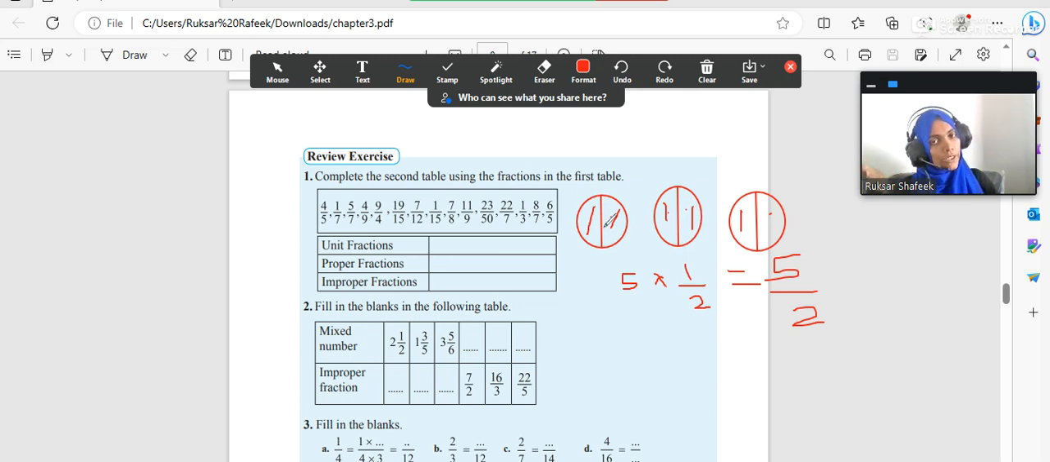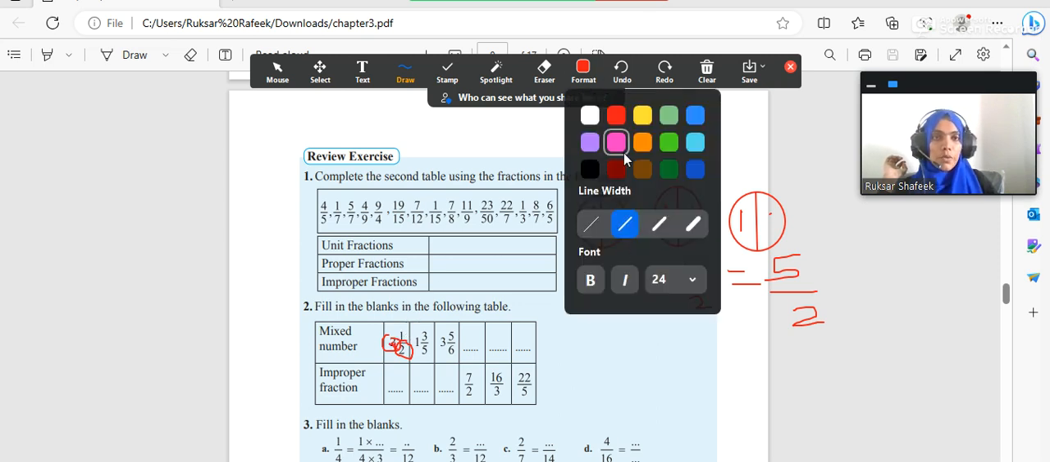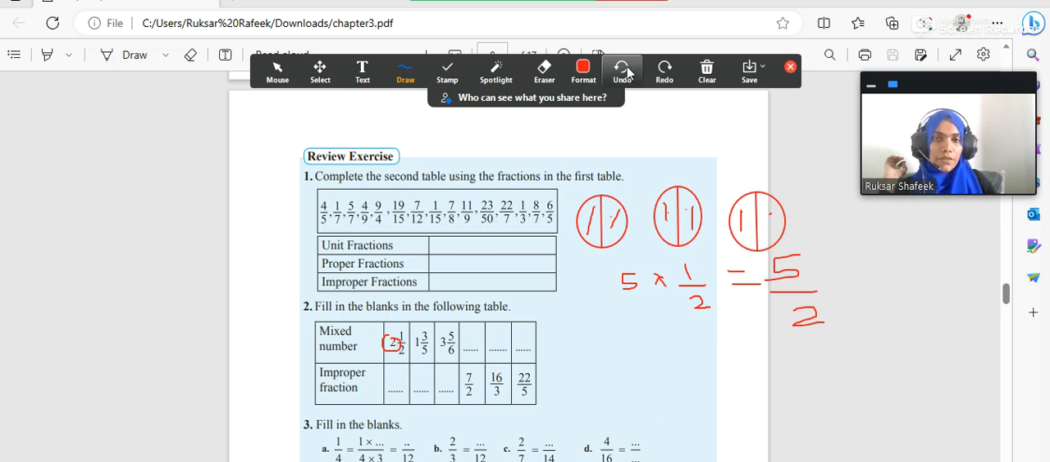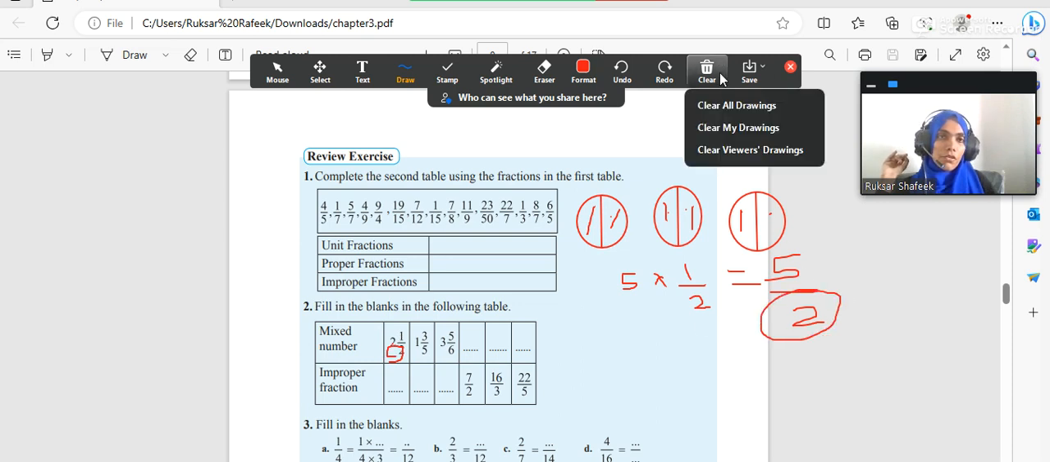If you want an easy calculation method, you multiply the whole number by the denominator: 2 times 2, which gives you 4. Then you add the numerator, which is 1. So 4 plus 1 is 5 over 2. That's how we get that answer, and that's how we convert mixed numbers to improper fractions. We multiply the whole number by the denominator and add the numerator. Remember, the denominator does not change. If it is 2, my denominator in my answer is also 2.